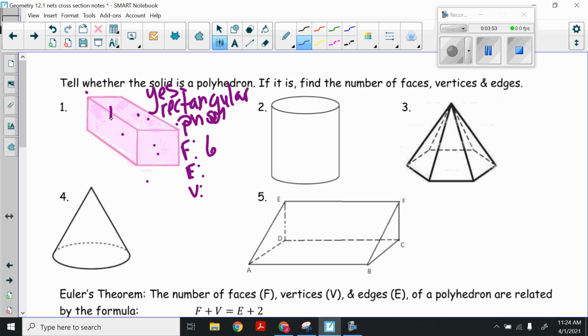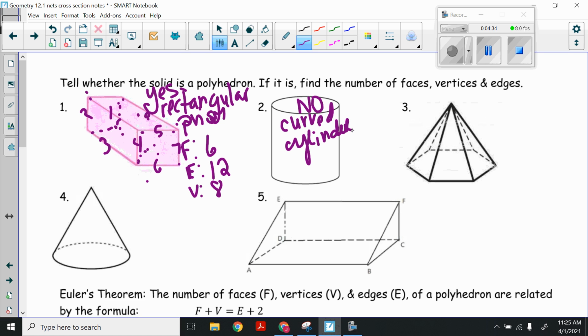Edges, okay, let's count them. We have 1, 2, 3, 4, 5, 6, 7, 8, 9, 10, 11, and 12. So 12 edges. Again, the ones that we can't see, we still count. And then vertices, where they all meet: 1, 2, 3, 4, 5, 6, 7, 8. Number 2, this is not a polyhedron because it's curved. This is a cylinder.